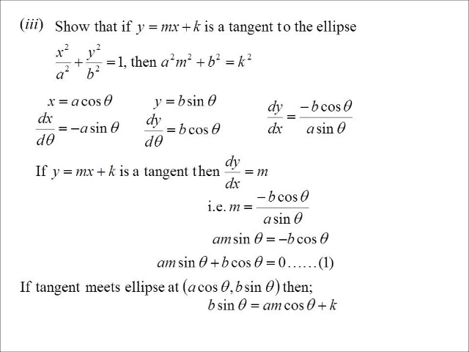The other thing I know is that the tangent meets the ellipse at our point, our parameter that we pulled out, a cos theta, b sine theta. So therefore, it must also satisfy the equation of the line. So b sine theta is am cos theta plus k. Rearrange that one. I now have some simultaneous equations.